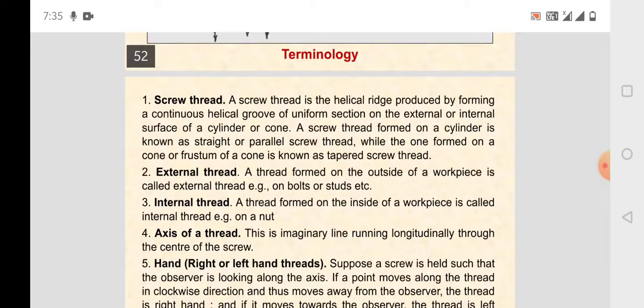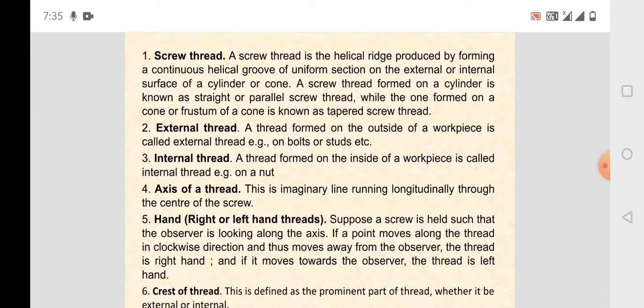So what is a screw thread? A screw thread is a helical ridge produced by forming a continuous helical groove of uniform section on an external or internal surface of a cylinder or cone. If it is a cone or a frustum, then it is known as a tapered screw thread. If it is a cylinder, it is known as a parallel screw thread. Most of the time, the external threads we see on a screw or a nut or a bolt are parallel screw threads or straight screw threads.